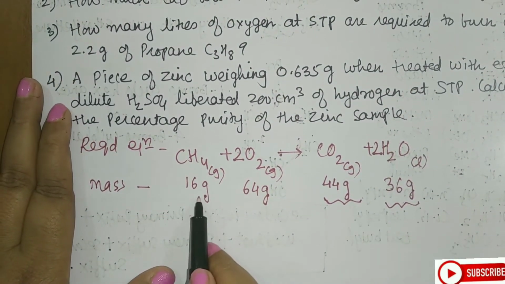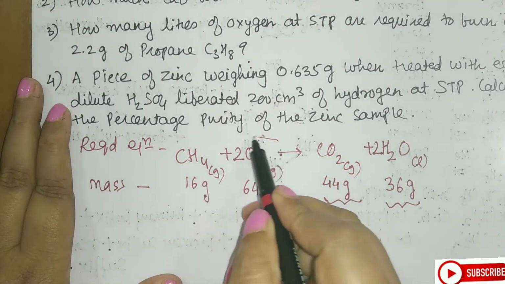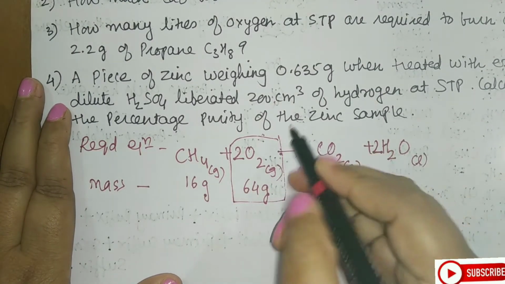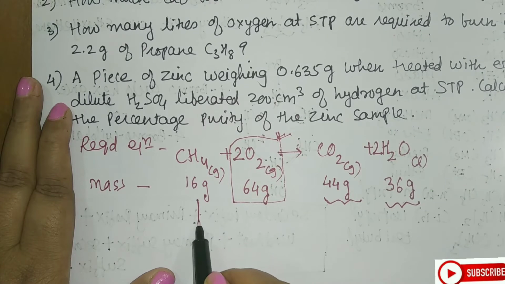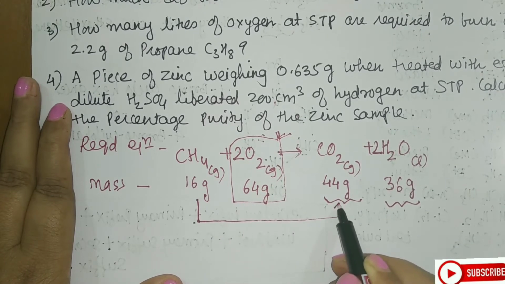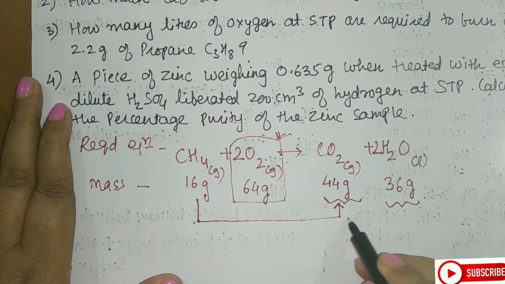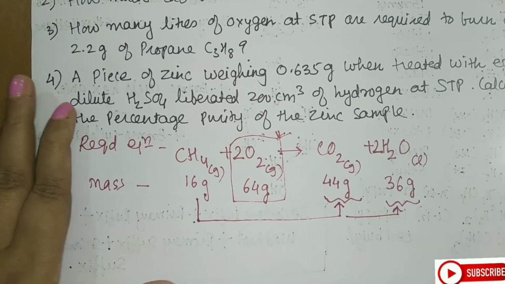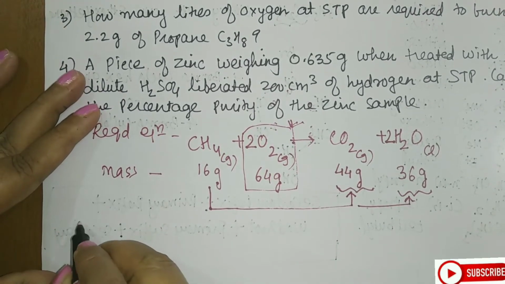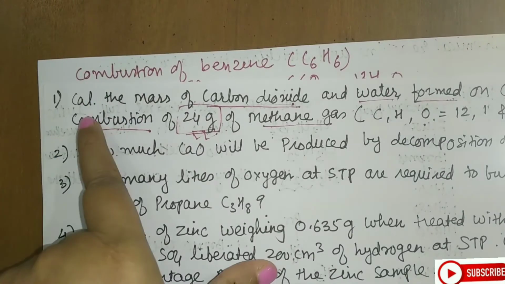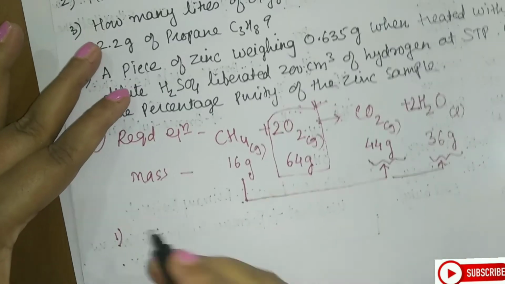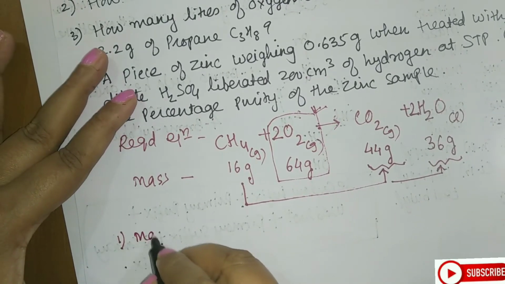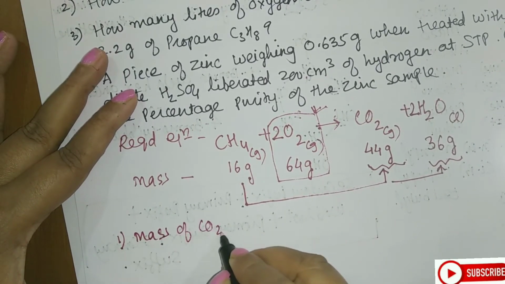When I burn methane here in this question, oxygen is of no use for me. It is only used to balance the equation. So let us not talk about oxygen. When I burn 16 gram of methane, I get 44 gram of carbon dioxide as well as 36 gram of water. So let us take the first calculation. Here I will solve the first one, calculate the mass of carbon dioxide.